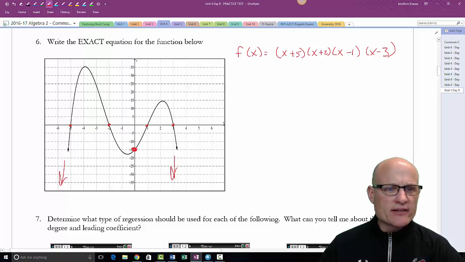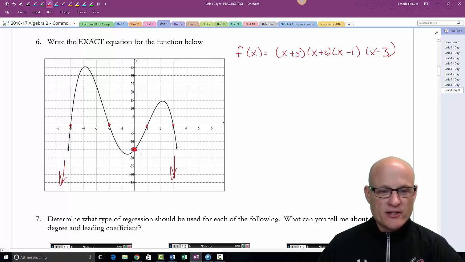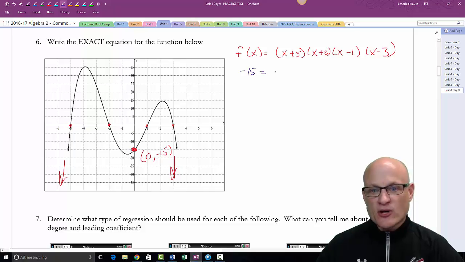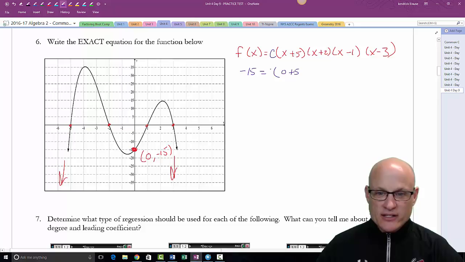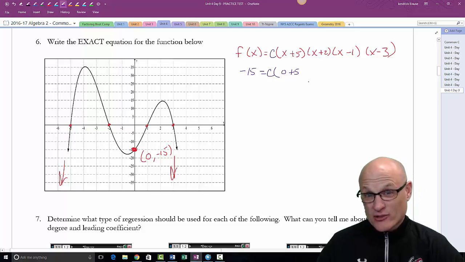That's not exact. Maybe this point, I don't know, but this is the best point right here. This is the point (0, -15). So in for y goes -15, and in for x is going to go 0, 0 plus 5. Oh, I forgot the c, the constant. That's what my goal is. Our goal is to find that c.